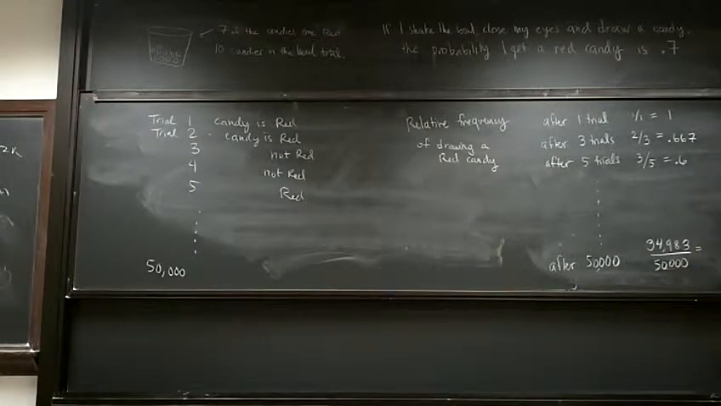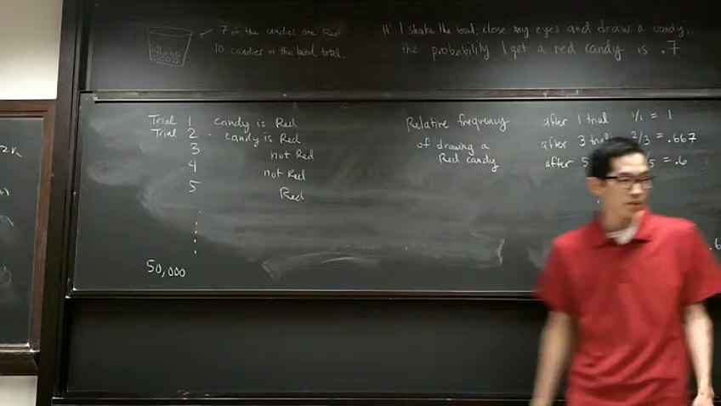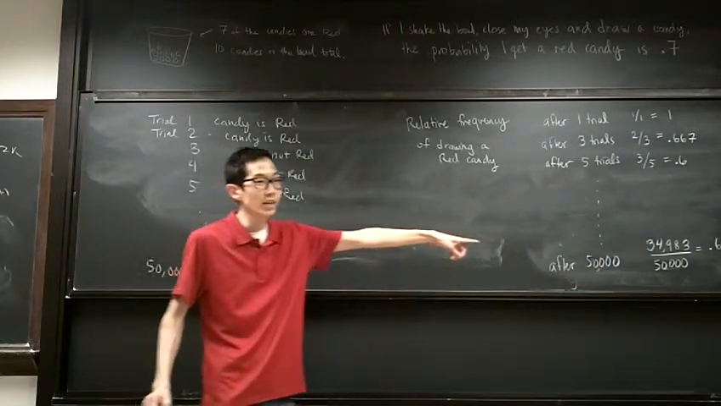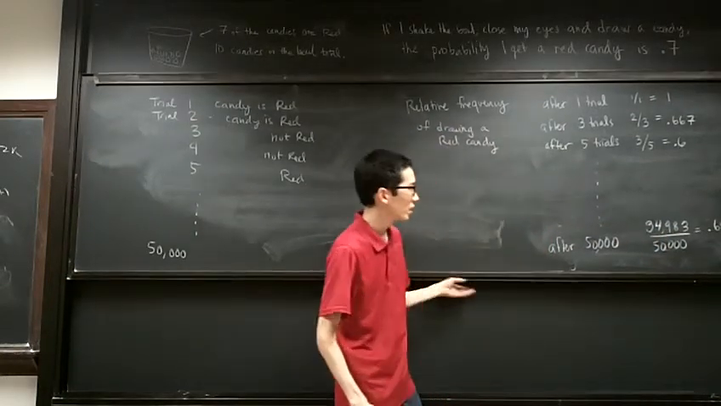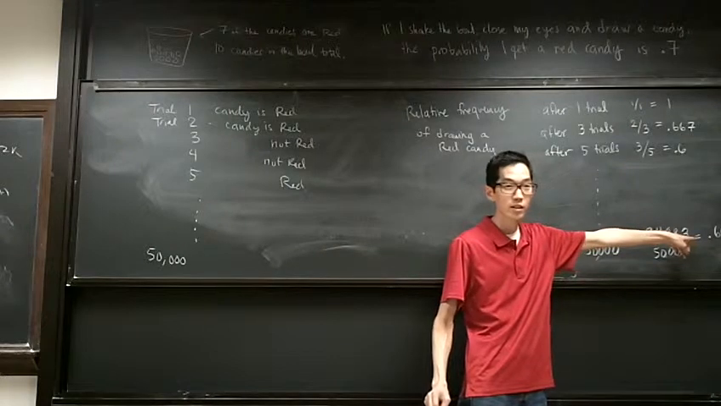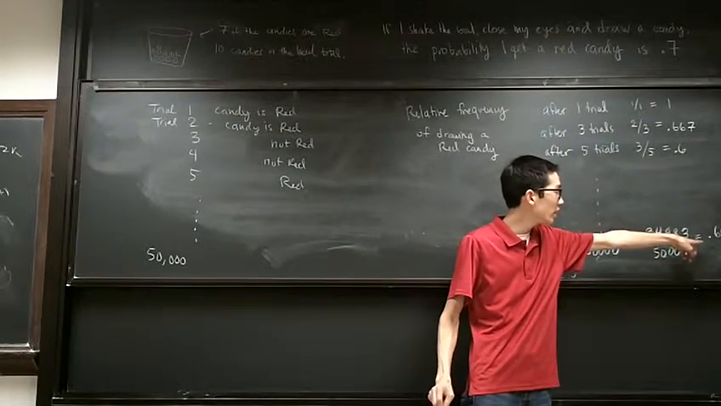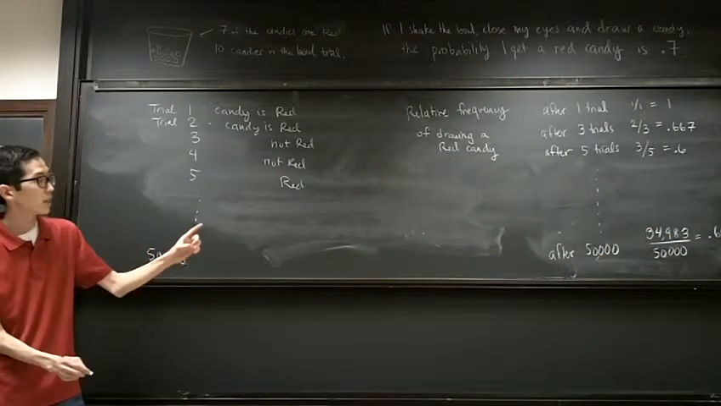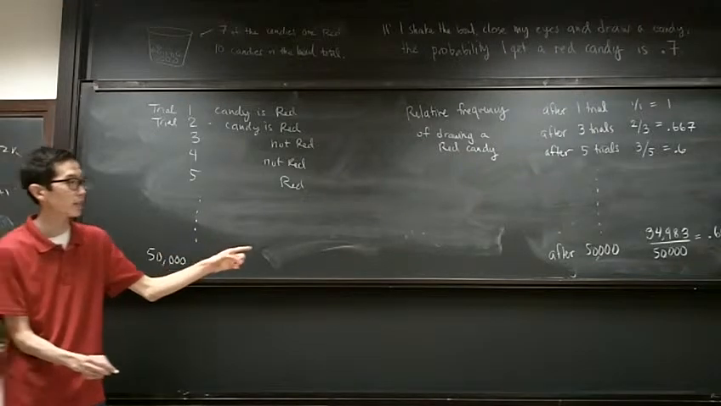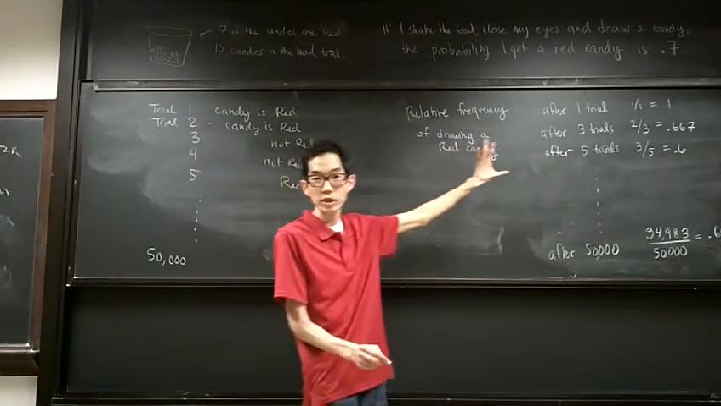Okay, and what is this? This is going to be 0.69966, I think. So it's not exactly 0.7. Is that right? Somebody verify? Yeah, it is. But it's not exactly 0.7, but it's pretty darn close, right? And that's where we're getting this idea of relative frequency.